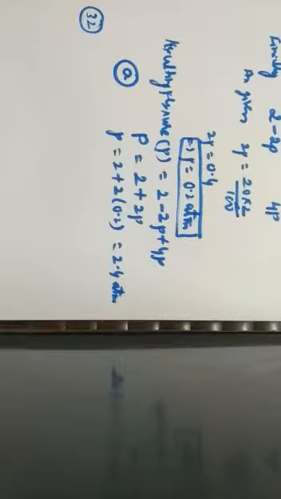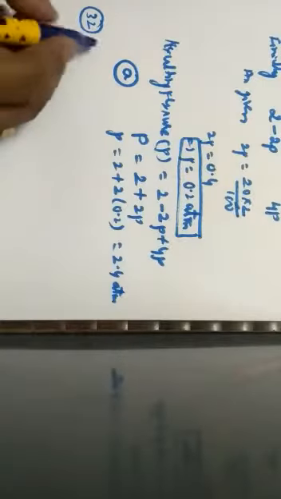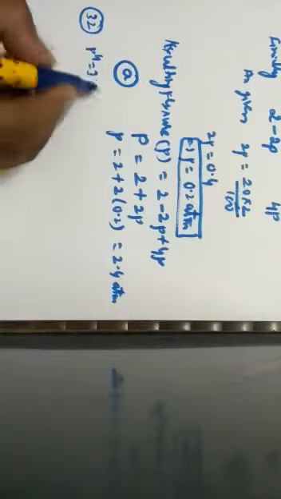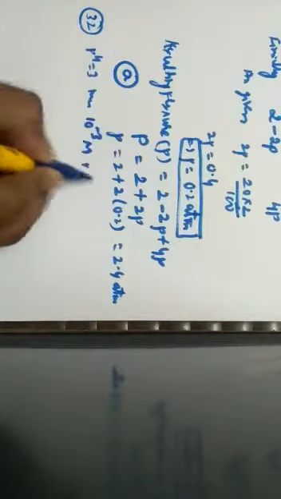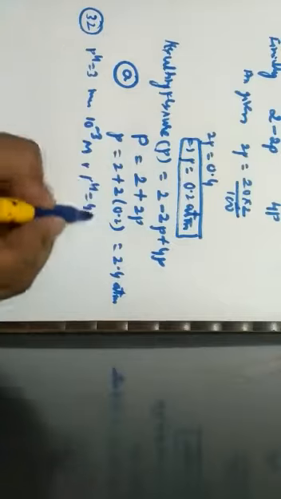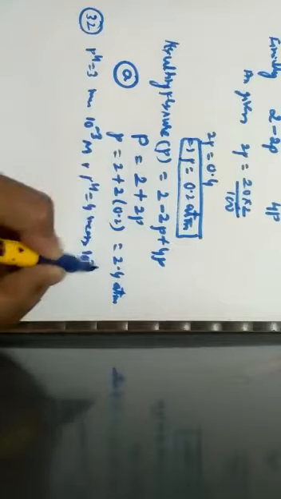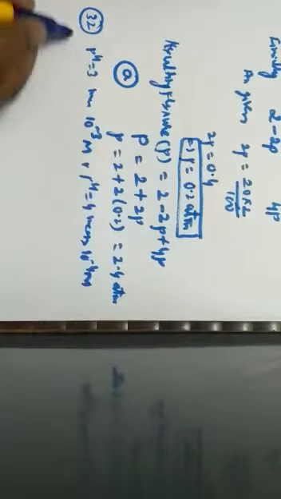Let us continue with the next one, that is question number 32. It has been given that the pH of the solution obtained by mixing 100 ml of the solution of pH 3 with 400 ml of solution of pH 4 is. So here one should know that pH equal to 3 means 10 to the power of minus 3 molar, and pH equal to 4 means it is 10 to the power of minus 4 molar.